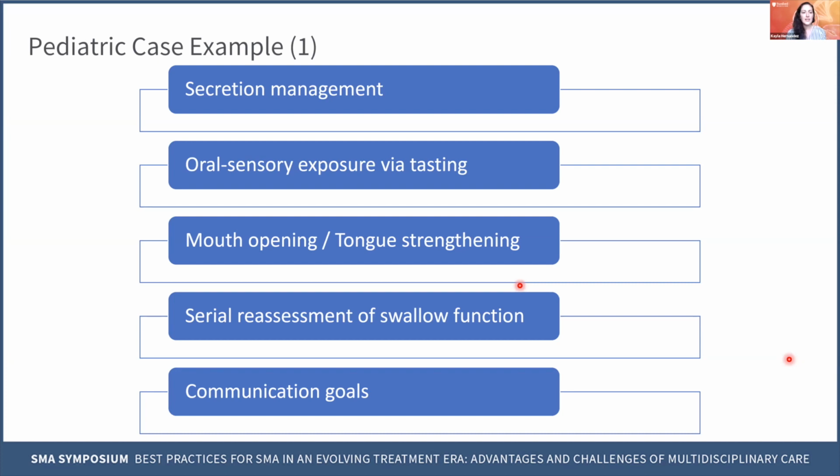We did work a little bit on mouth opening and tongue strengthening with him. We talked to parents about a plan for when we were going to reassess his swallow function, but since he had two studies about 10 months apart that both showed pretty profound deficits, he wasn't someone that we were repeating swallow studies frequently with. And then we also were working on some communication, speech and language goals as well.